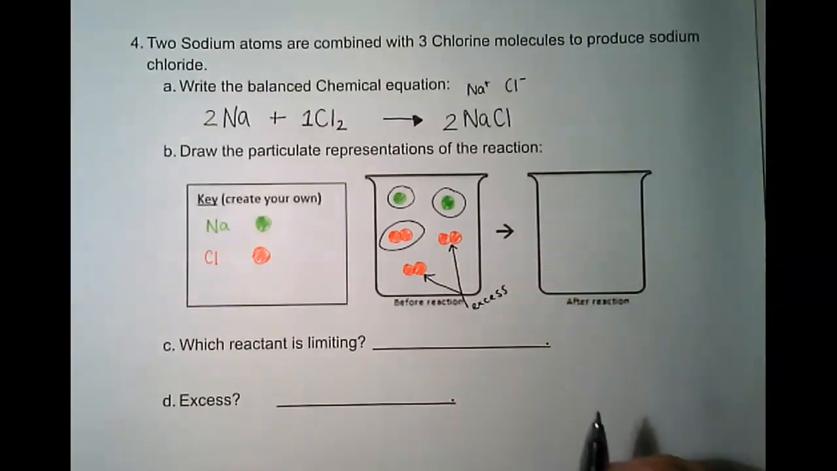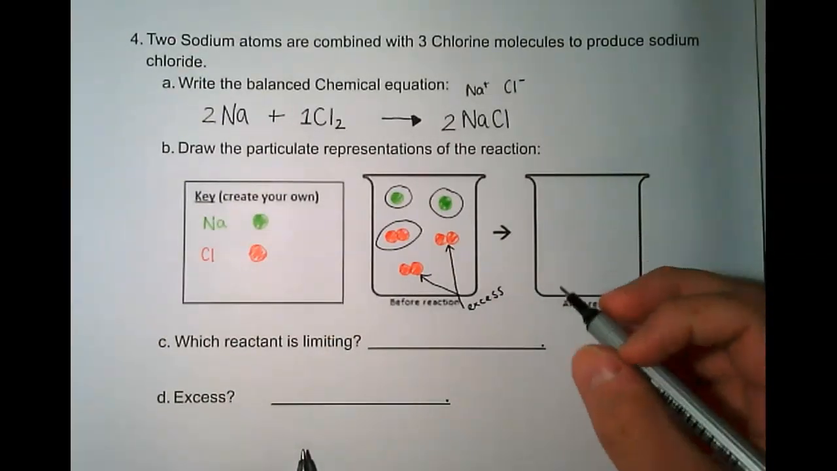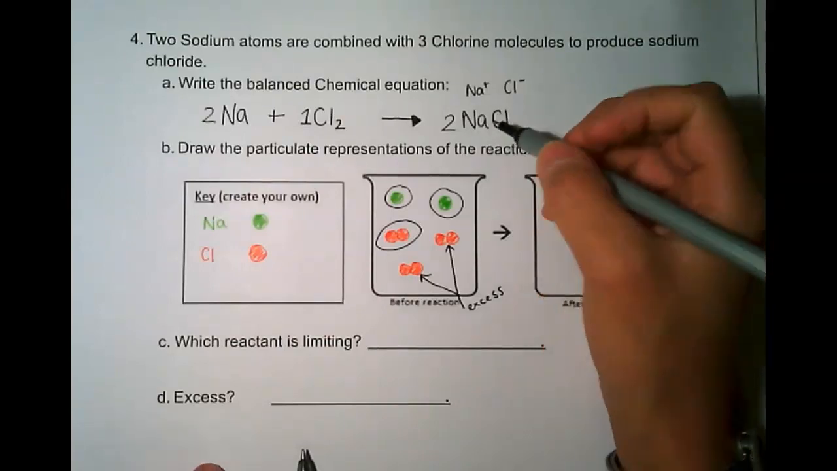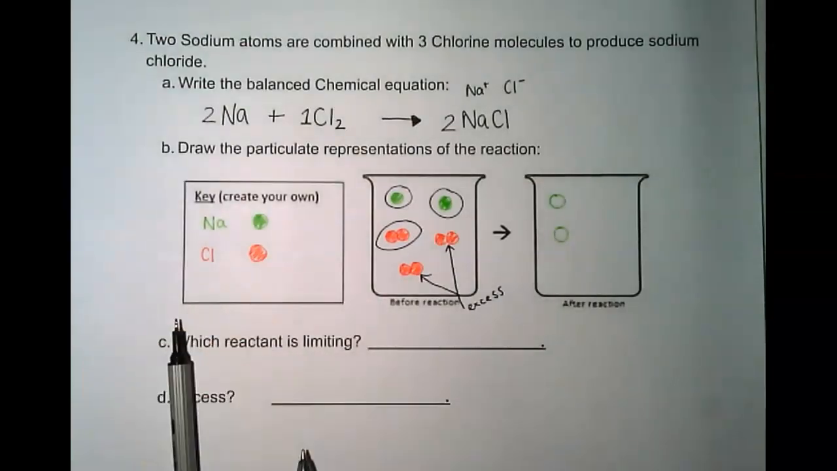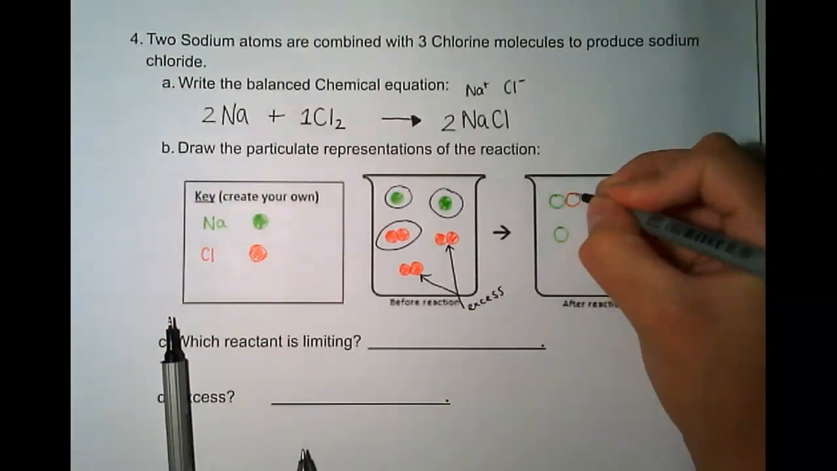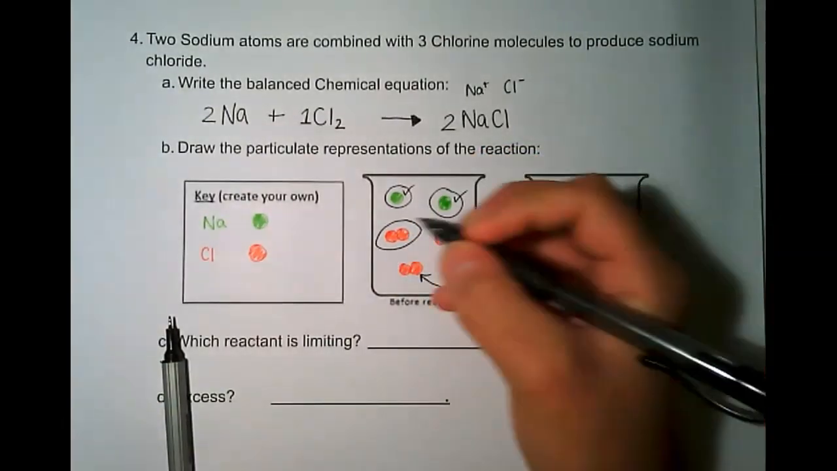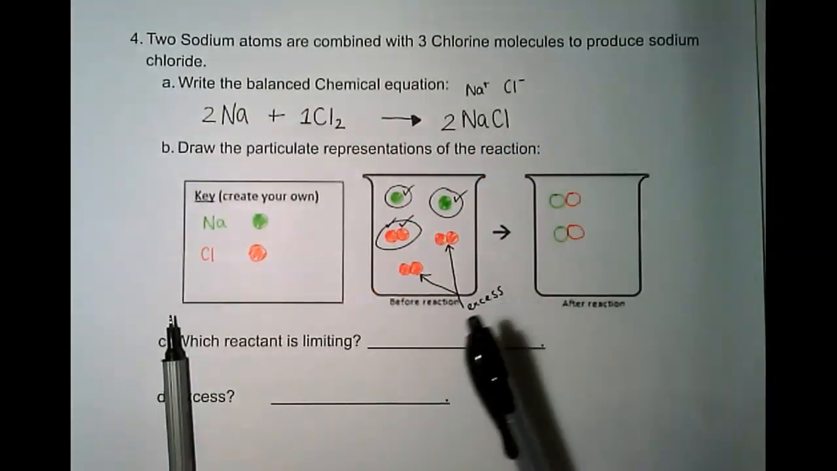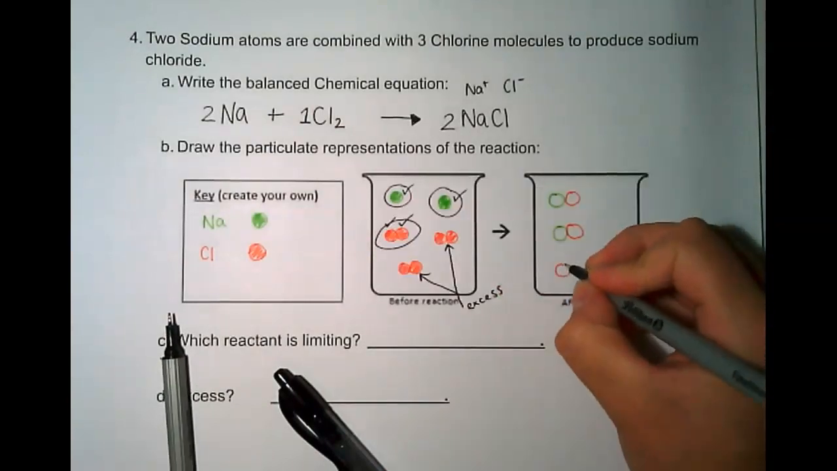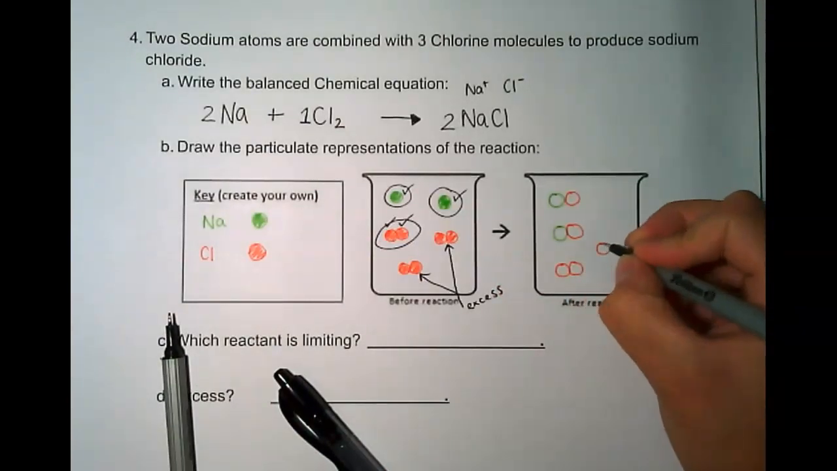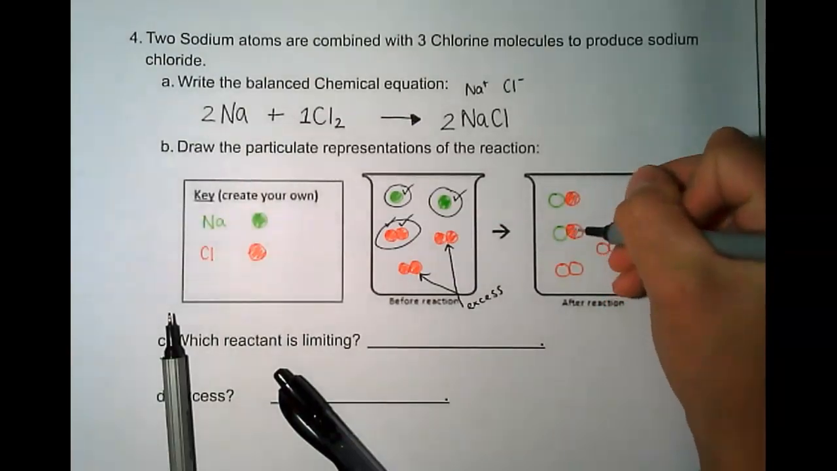Excess. So now, when I'm going to draw the picture of once the reaction occurs, I'm going to end up with 2 NaCl. So Na bonded to a Cl. So I used 1, 2, 3, 4, and I have 2 extra molecules of chlorine just floating around still. Excess reactant just left in the container. I'm going to color my picture in.